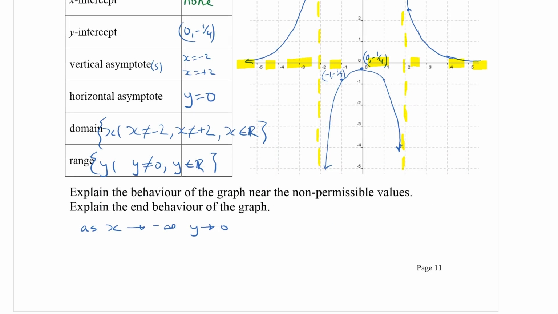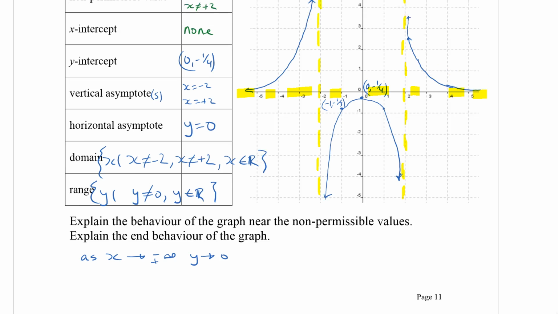It says explain the behavior of the graph near the non-permissible values. So as x approaches negative infinity, y approaches 0, and also as x approaches positive infinity, y also approaches 0. And we'll notice that in this case, it's from the positive side. So if I had a horizontal asymptote here, in this case both of them are coming from the positive side. If it was approaching from the negative side, it would look more like that, right? So we could get that kind of a pattern in different questions.